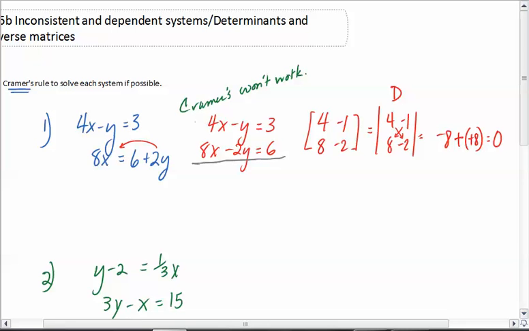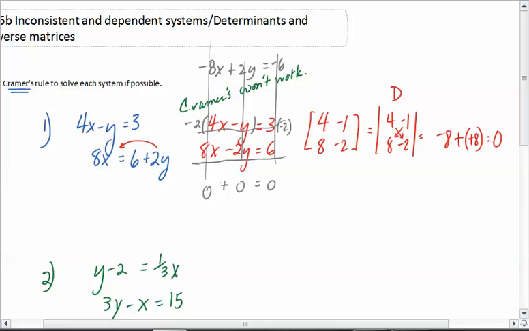What if I multiply this top row, meaning the whole left and right side, by a negative 2, let's say? So you can see what's happening, right? Cramer's won't work, but I can solve it a different way. Now I'm going to have negative 8x plus 2y is equal to negative 6. And when I add the column here, I get nothing. Add the column here, nothing, is equal to nothing.